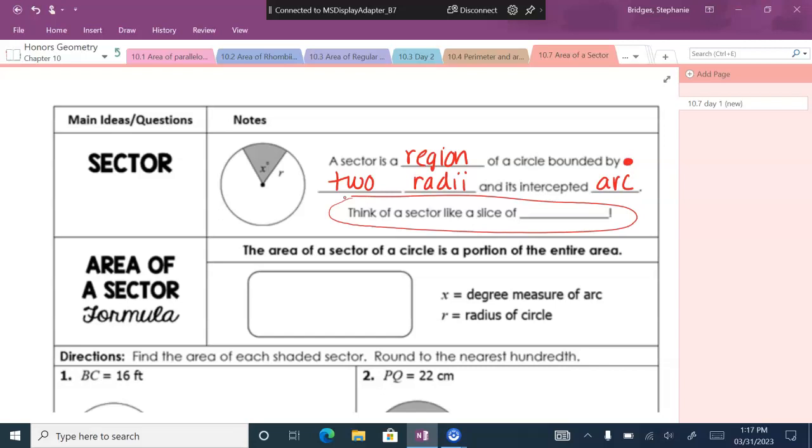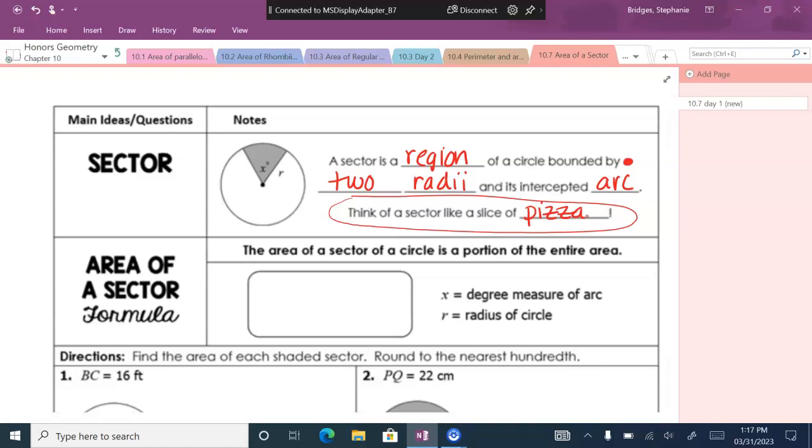Just so that you can imagine what I'm talking about, think of a sector like a slice of what were we talking about yesterday? Pizza. Okay, 1 slice of pizza. That's what I had for dinner last night was pizza. That 1 slice of pizza is your sector or your section of the circle.